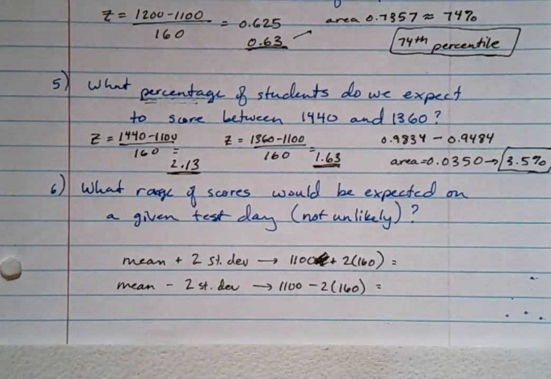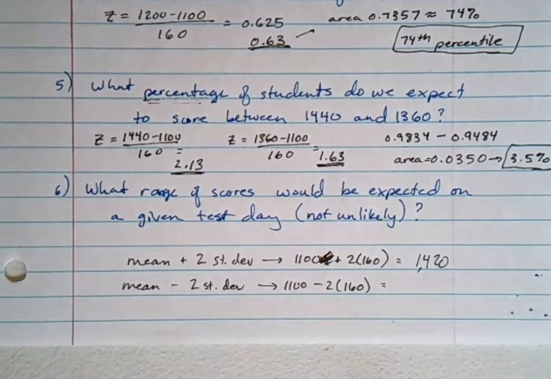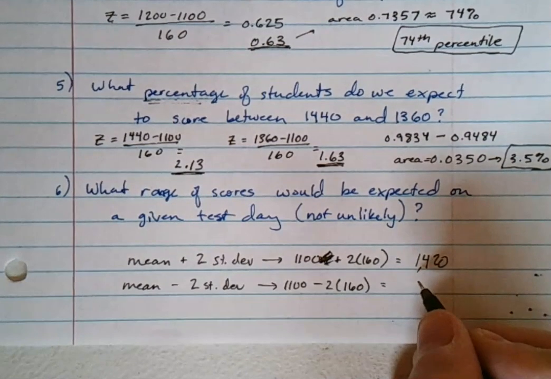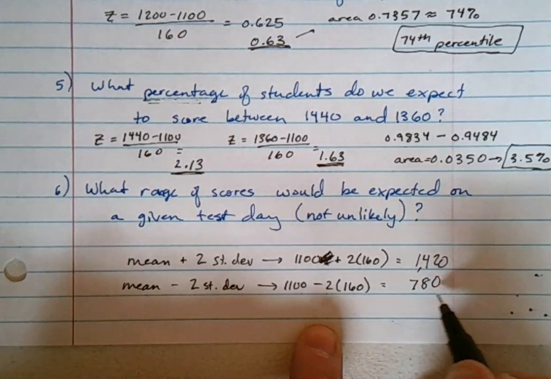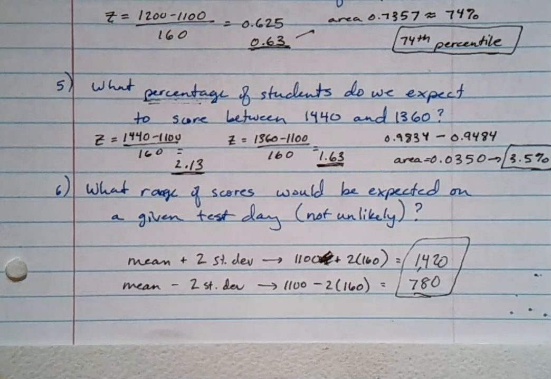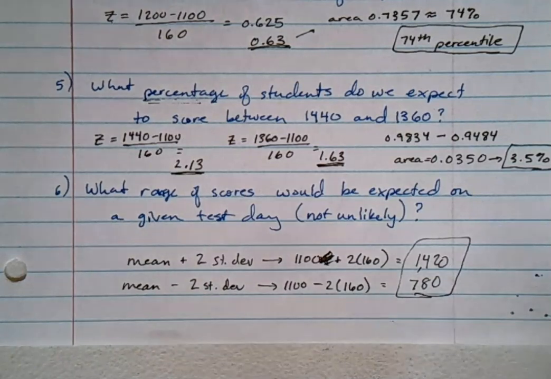So here goes. 1100 plus 2 times 160 is 1420. And 1100 minus 2 times 160 is going to be 780. Okay? And that is the range of scores we would expect on a given test day, 1420 to 780. Okay? It would be unlikely for someone to score outside of that range given these particular parameters.